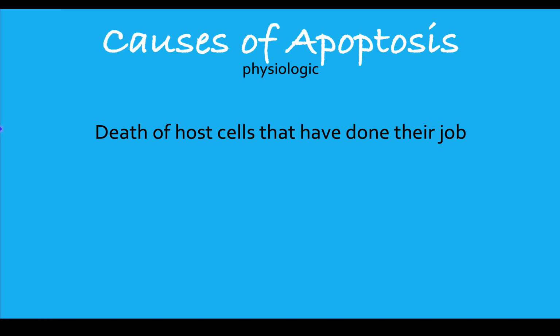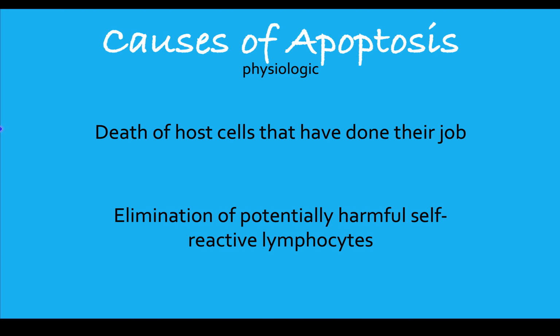Another example of a physiologic cause would be death of host cells that have done their job. So an example for this would be neutrophils. So neutrophils, what are those normally used for, right? That's going to be your acute inflammatory cell. So after acute inflammation, they've already done their job. And so those can undergo apoptosis because they've already done what they needed to do, and now they need to just go away, essentially.